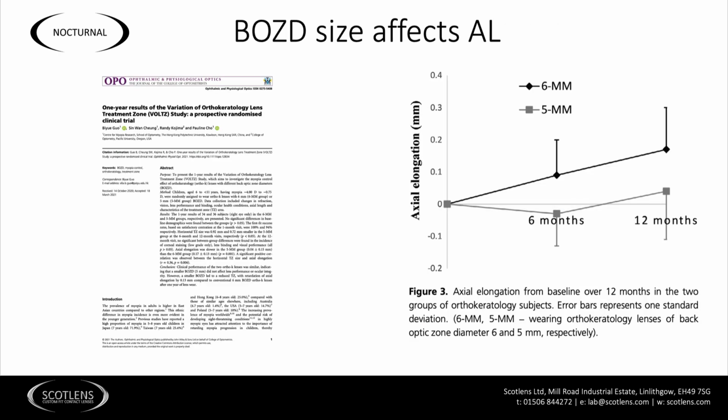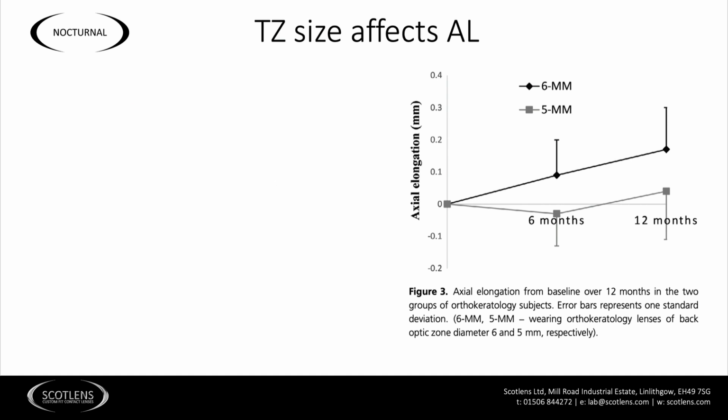And this came from a different night lens study, the VOLT study. This is where patients were fitted with smaller back optic zone diameters, one group with a 6mm, one group with a 5mm. They went on to have smaller treatment zones on their cornea, and you can see that the smaller optic zone diameter resulted in a faster reduction in axial length growth. So the smaller treatment zone was beneficial for myopia control.